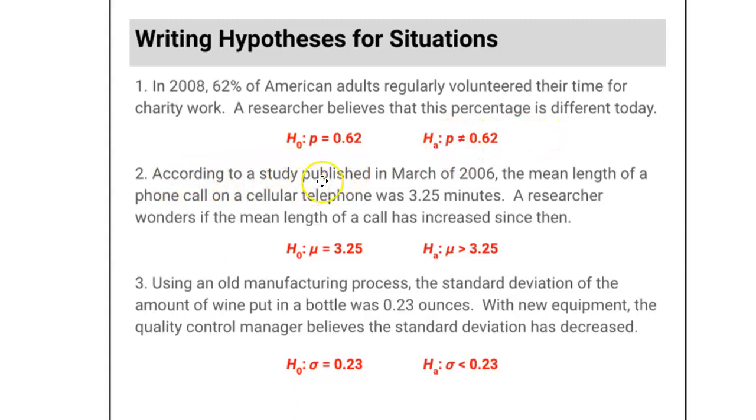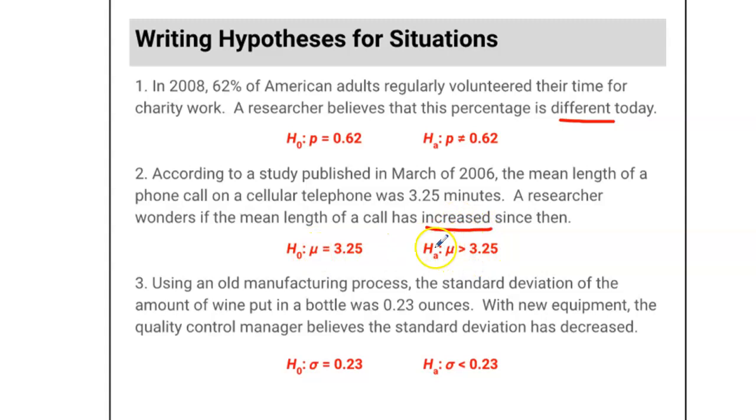For number 2, according to a study published in March of 2006, the mean length of a phone call on a cell phone was 3.25 minutes. A researcher wonders if the mean length of a call has increased since then. Since we're saying increased here, that big word, here we said different. Let me underline this here. Here we said different. Here we said increase. That's why in this case, we're saying mu is equal to 3.25 versus mu is greater than 3.25. This increased means I'm supposed to be using greater than.